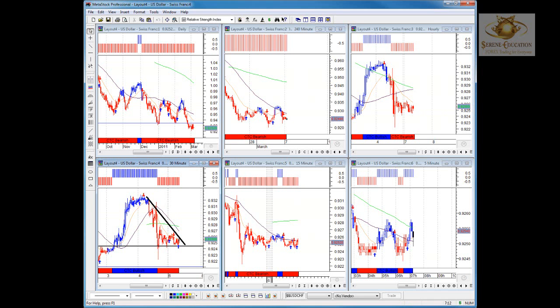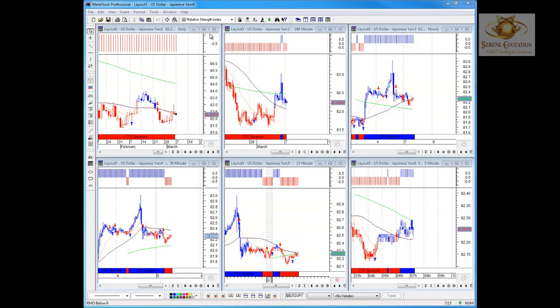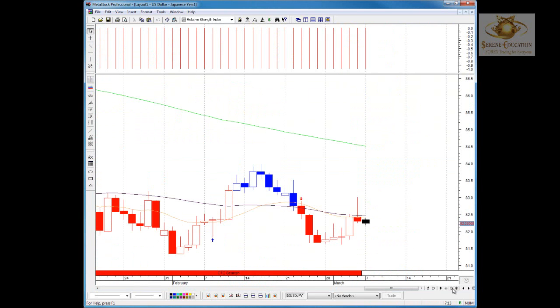That's it for the US dollar Swiss franc. I'll be back next for the last pair of the day, US dollar Japanese yen. Okay, the last pair of the day is US dollar Japanese yen.